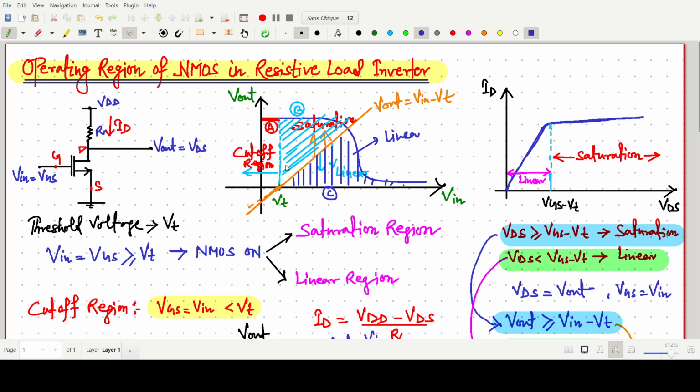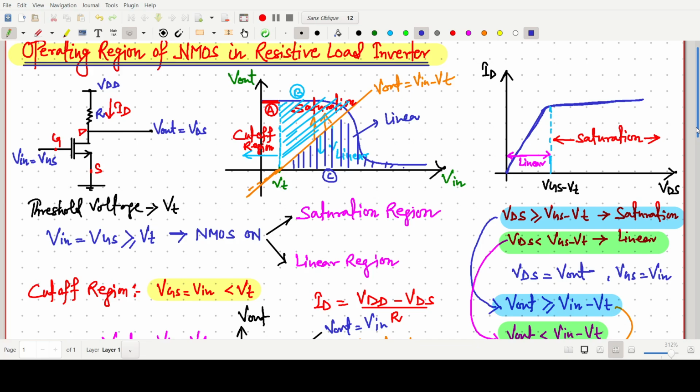In a resistive load inverter, in which region is the NMOS operating? Cutoff, saturation, and linear. So this is all about this simple circuit.